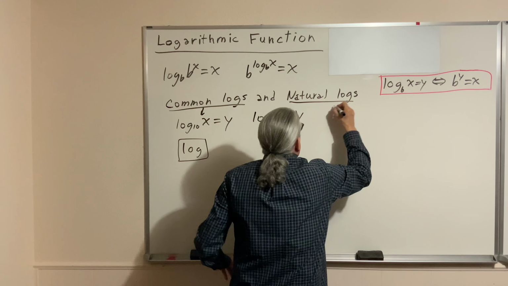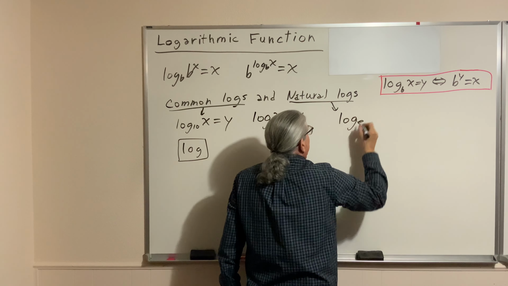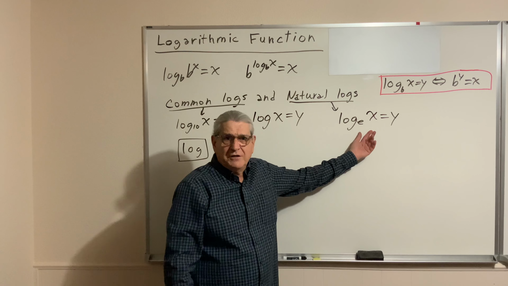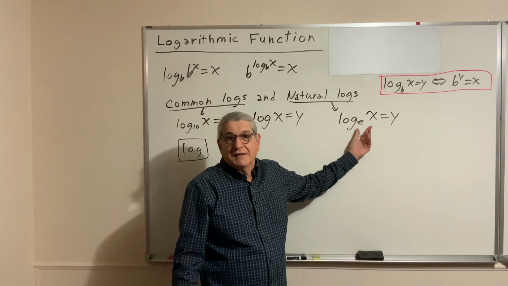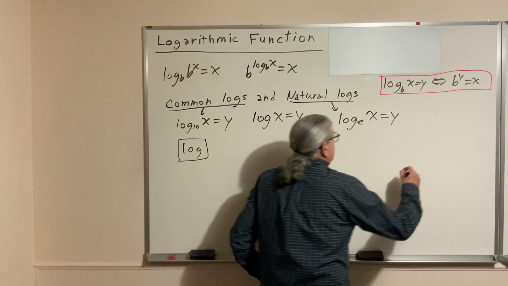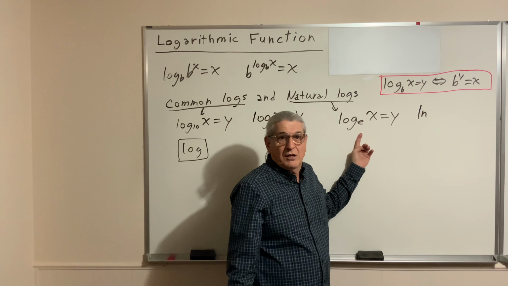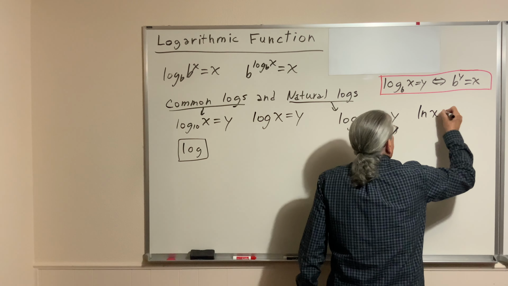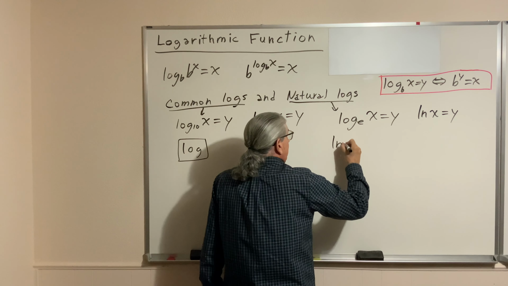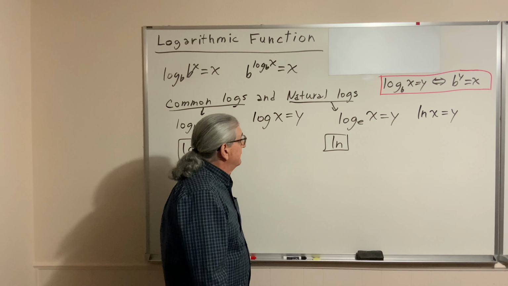The natural log is the log base e of x equals y. Now, we've already talked a lot about e and how important it is, and that's why we use it so much, we might as well use a shorter notation. We go ln. ln means the log base e. ln of x equals y. So we have an ln button on the calculator, and that's just log base e.